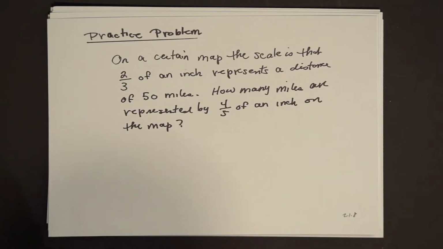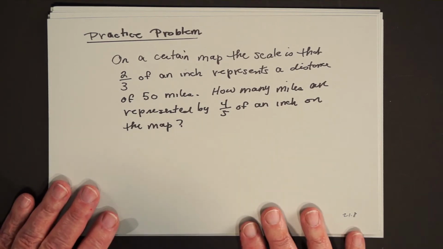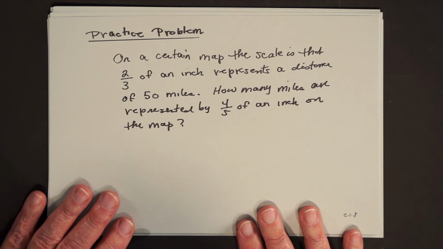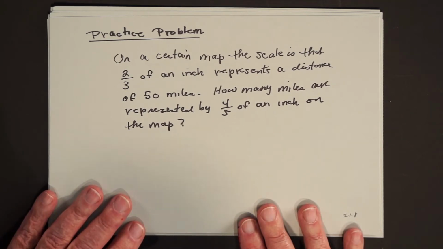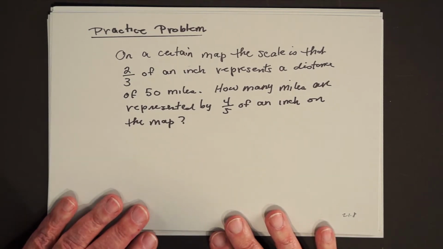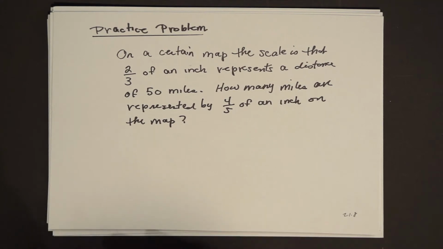It says, on a certain map, the scale is that 2/3 of an inch represents a distance of 50 miles. How many miles are represented by 4/5 of an inch on the map? Okay? Look at this problem, pause the video, work out the problem. When you're ready, resume watching the video, and I'll share my solution with you, okay?